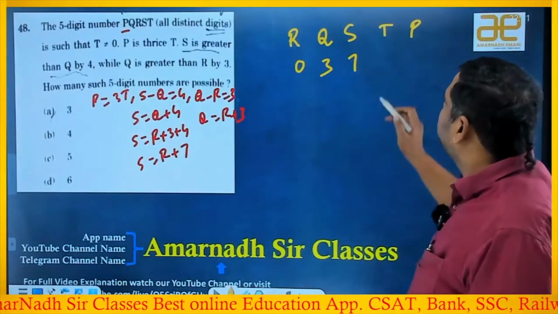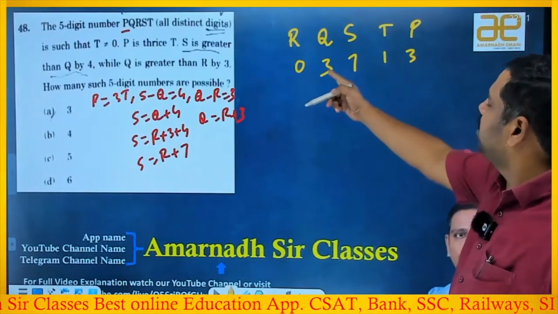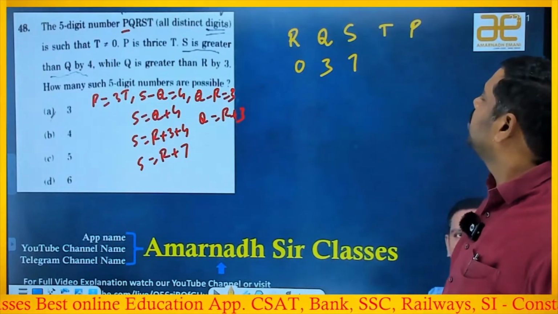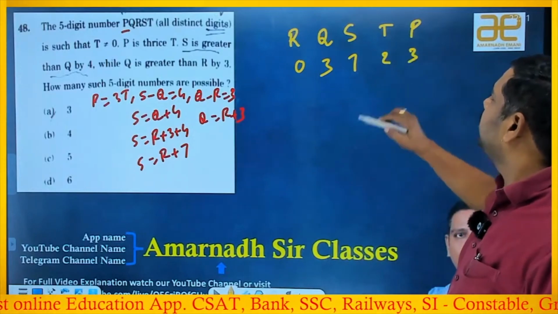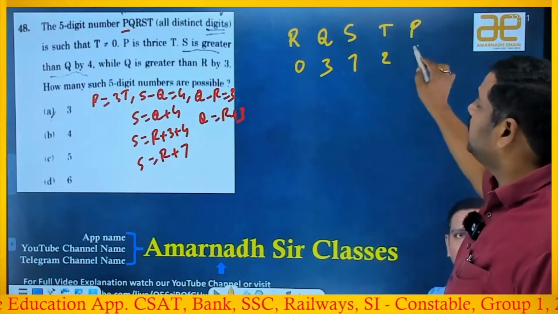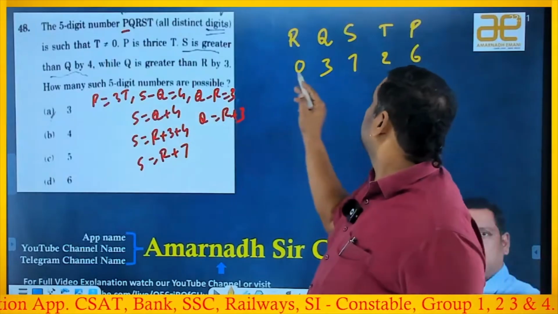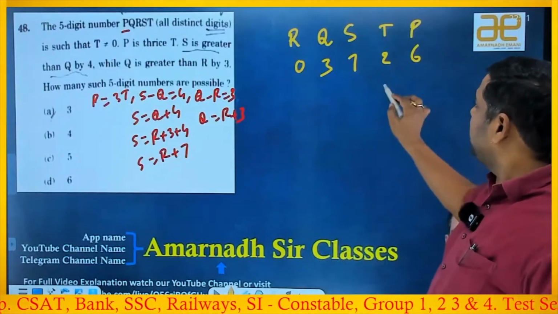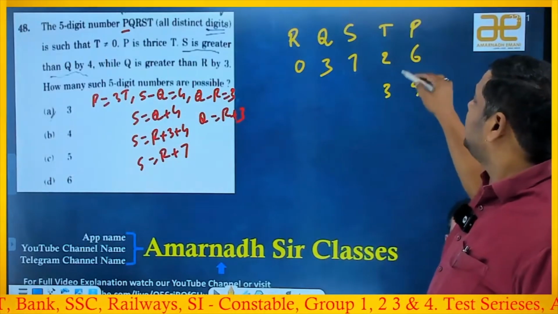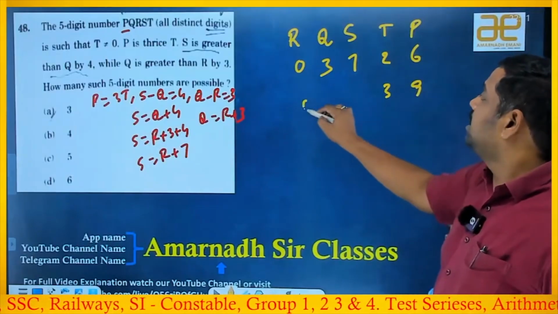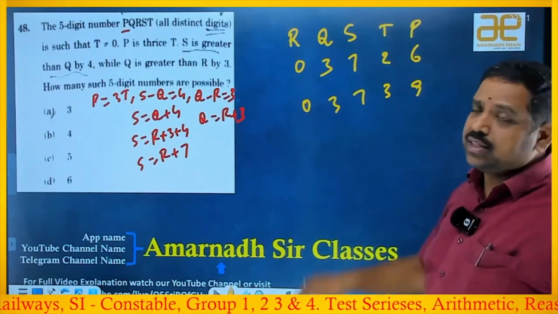If T is 1, P is 3, but 3 is repeating, so T should not be 1. If T is 2, P should be triple, that is 6, not repeating, satisfied. If T is 3, P will be 9, which is also not repeating. So I got 2 possibilities so far.